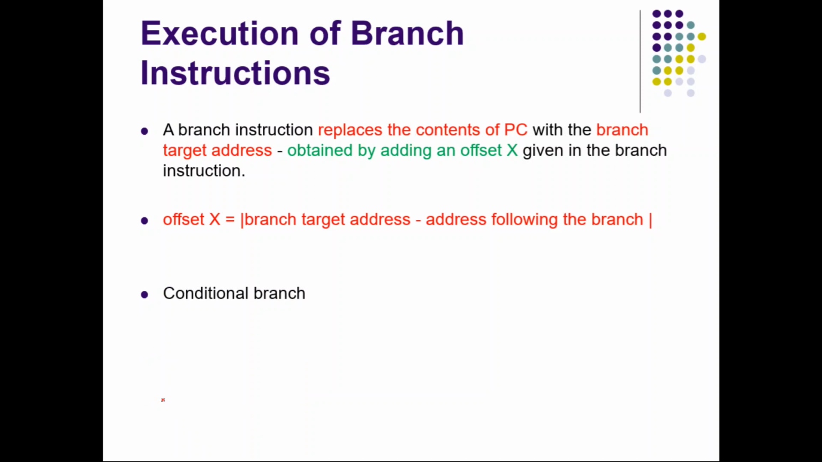There are two types of branch. One is called conditional branch, the other is called unconditional branch. Here what we are discussing is unconditional branch. Unconditional branch means there is no condition, it will always branch. Whereas conditional branch is something like: if some condition is satisfied, you branch, otherwise you don't move to that different address, right?